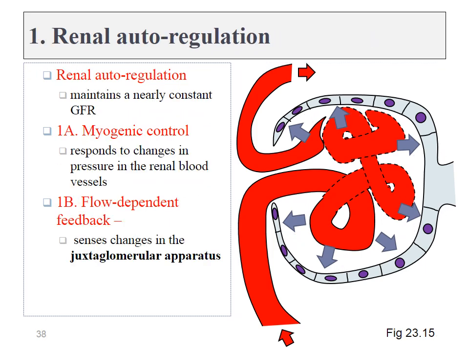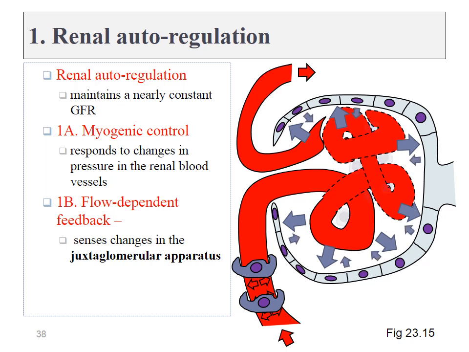The first are renal autoregulatory mechanisms. Autoregulatory means that the kidneys can regulate how much filtration is occurring themselves. This is in contrast to the other 2 mechanisms, which will require signals from outside of the kidneys. So inside of the kidneys, we can measure blood pressure in the afferent arteriole, and this can lead to changes in the amount of filtration that occurs.